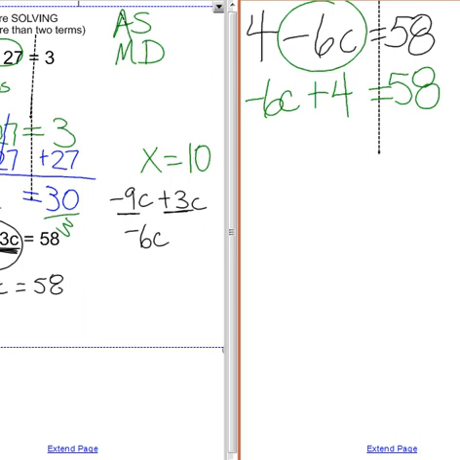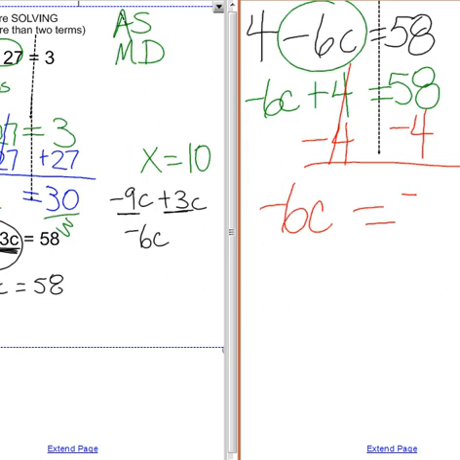So here, I want to add or subtract. So I'm going to subtract 4, which will undo plus 4 on both sides. Whatever I do to one side, I do to the other. I'm left with negative 6c equals 54.